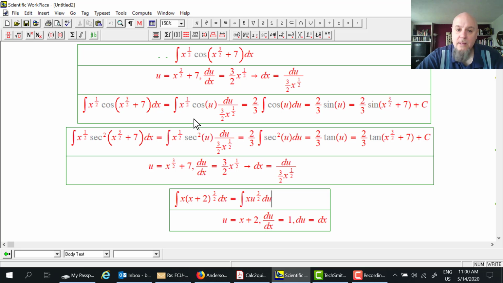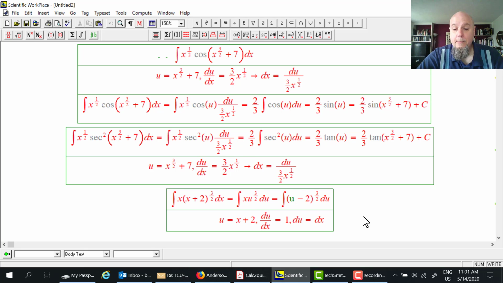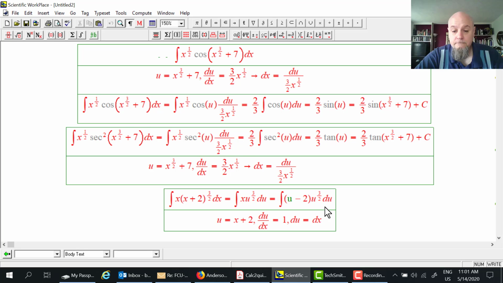Notice what didn't happen. In these first two examples, when I did the substitution, all the x's canceled out. And here I still have an x. I need to get rid of that x. I need to turn it into something with u's. I'm integrating everything with respect to u. So if u is equal to x plus 2, then x must equal u minus 2. Nice. Now everything's in terms of u, du.